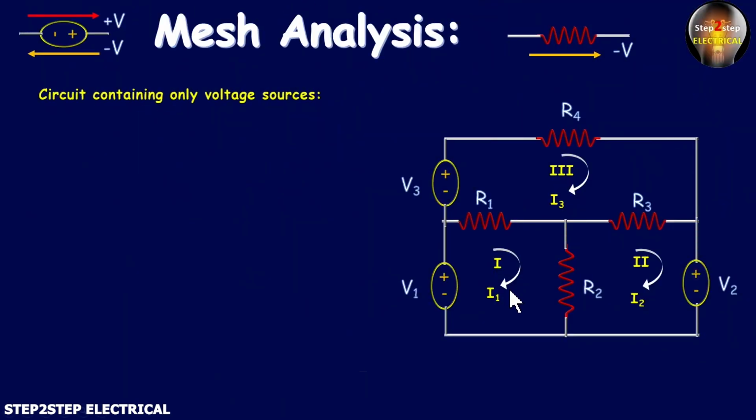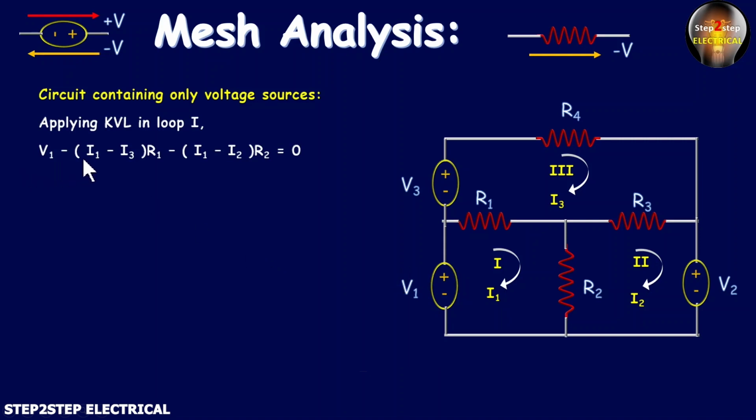So let's apply KVL equation in loop 1. Once we apply KVL equation in loop 1, we can write V1 minus (I1 minus I3) into R1 minus (I1 minus I2) into R2 is equal to 0. Again, you can see that this I1 current is flowing from the negative terminal of the battery to the positive terminal, from negative to positive, and so there is potential rise. So we can write plus V1, and for this resistor there is potential drop, so we write minus (I1 minus I3) into R1.